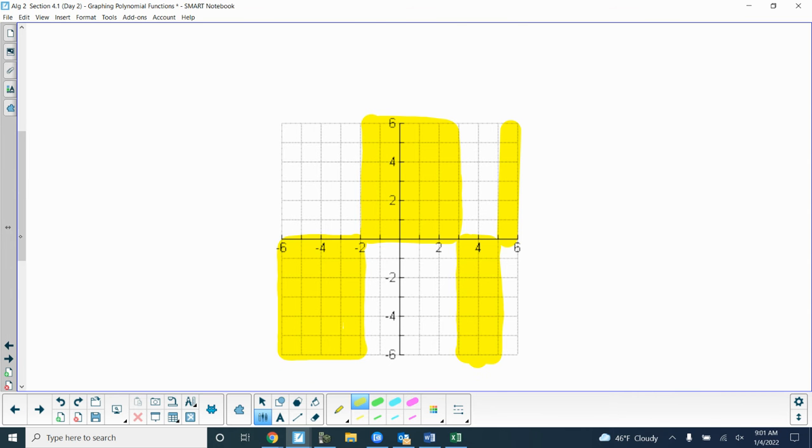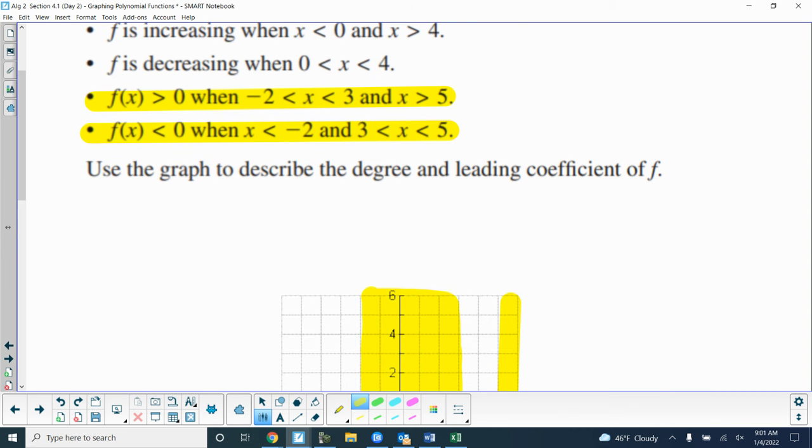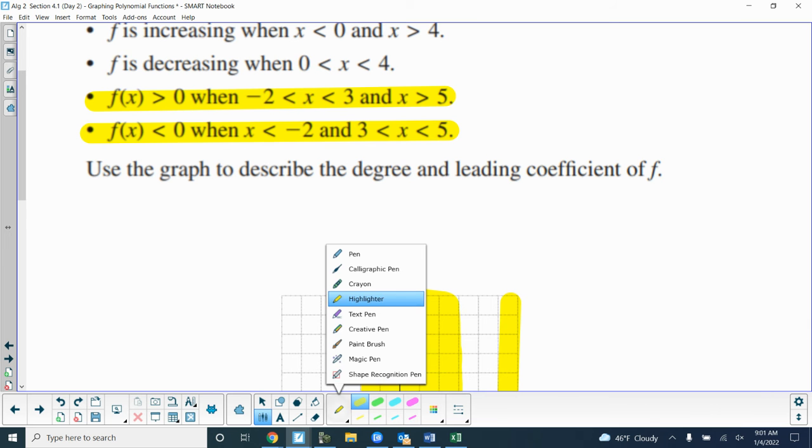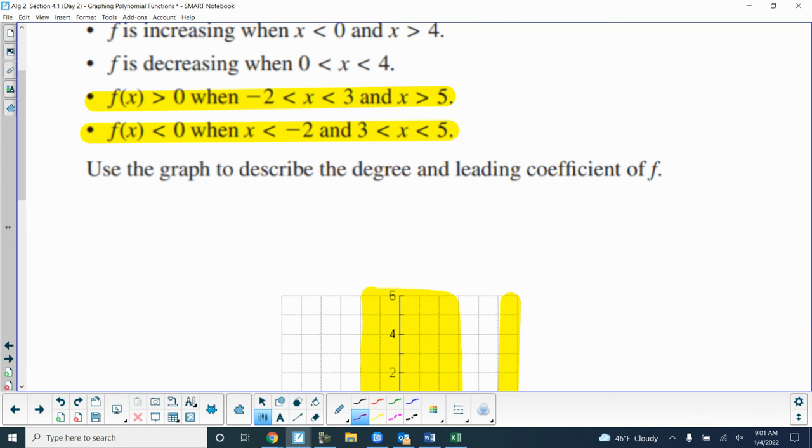So I got that from those two: greater than 0 is positive, which was blue that we were using before, and less than 0 is the negative. Okay?